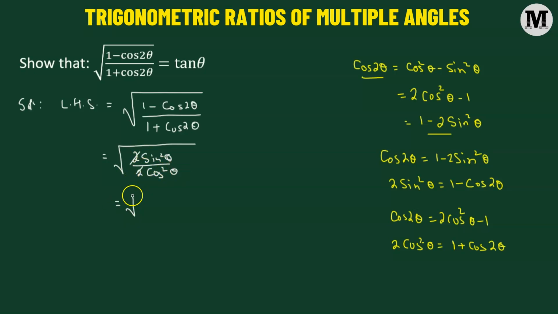This is going to give us the square root of sine squared theta over cosine squared theta, that's tangent squared theta. That is going to give us tangent theta. So this will be equal to the expression on the right hand side, hence proved.